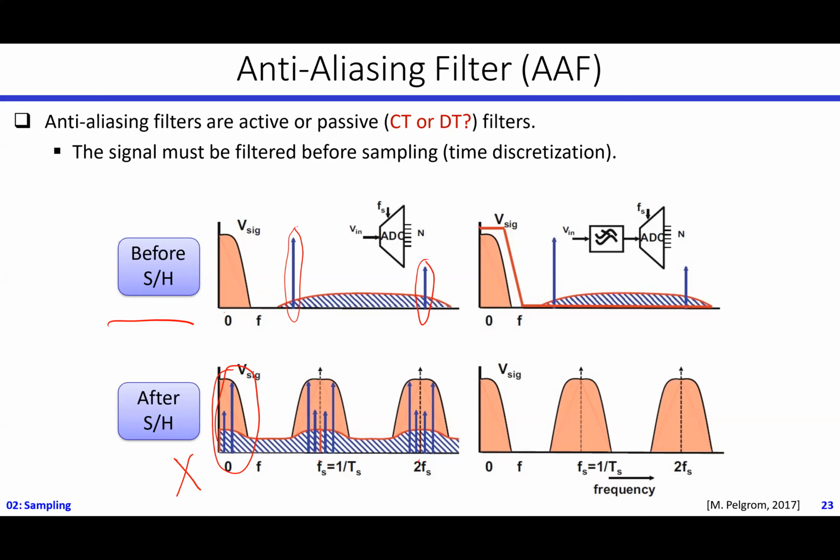Now, if I apply this anti-aliasing filter, which you can see here, it's a low pass filter in continuous time, I am going to get rid of those pulses, noises. I will reject them out, and I will have clean copies of my original signal at 0, FS, 2FS, and so on and so forth. Is everyone clear about the need for the anti-aliasing filter? Any question about it?